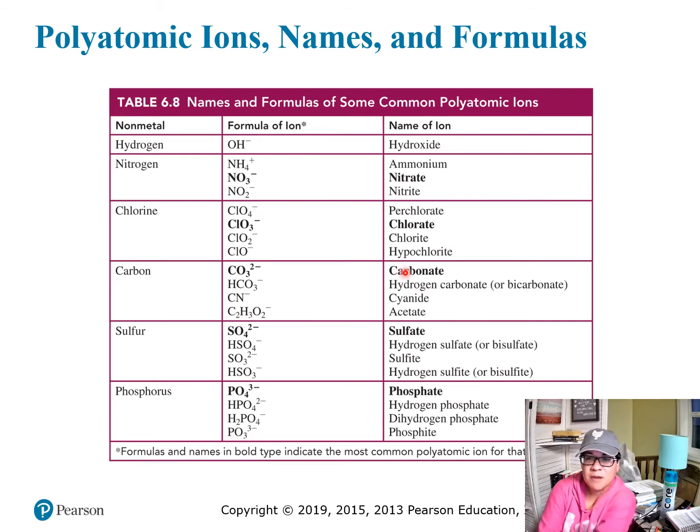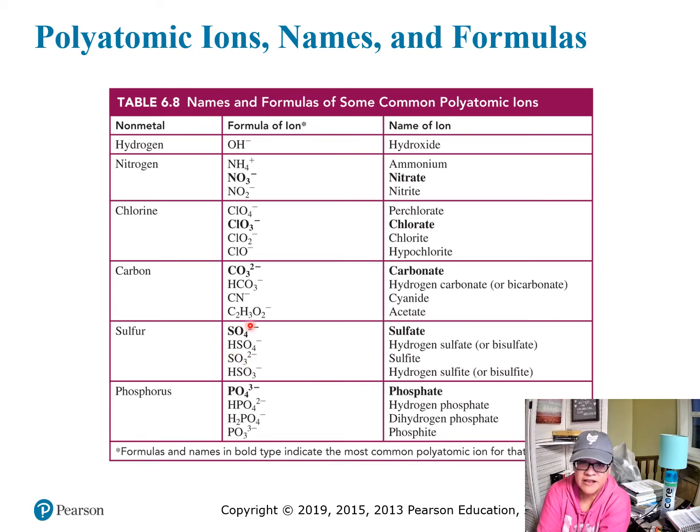Notice here, I'll come back up to chlorate. If it has another oxygen, we call it perchlorate, so that's ClO4-. And then if it has 1 fewer, going from 2 to 1 oxygen, we call it hypochlorite. And there are other ones that have the same pattern that we see here. And we can see some of these other ones. Cyanide you probably heard of, and acetate.